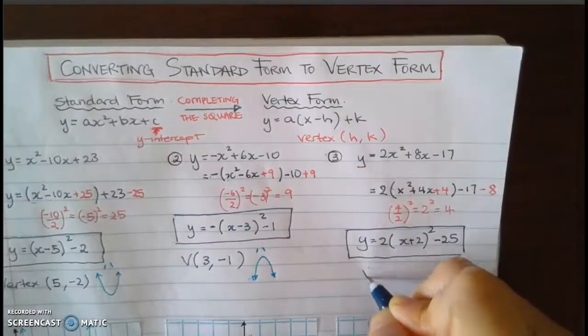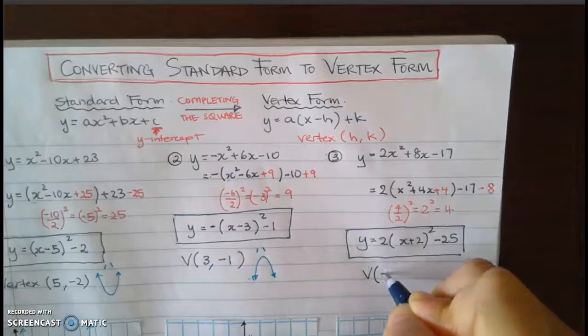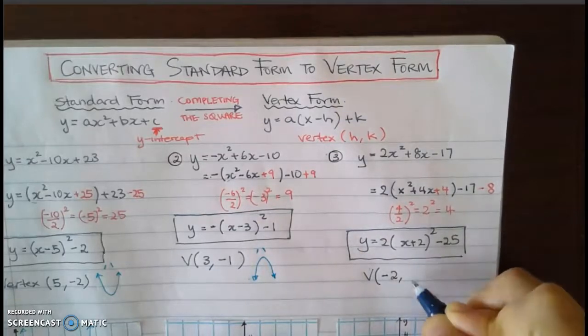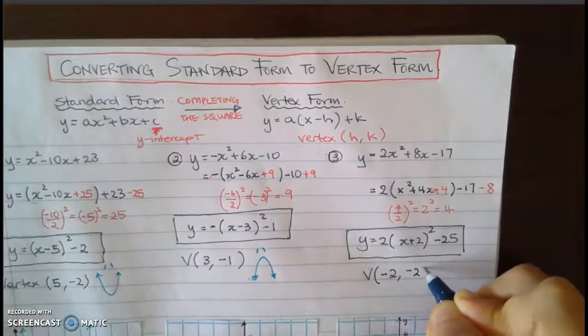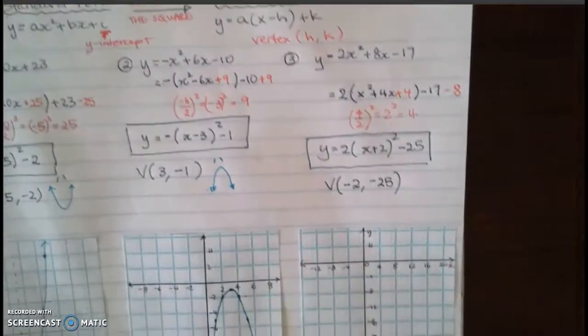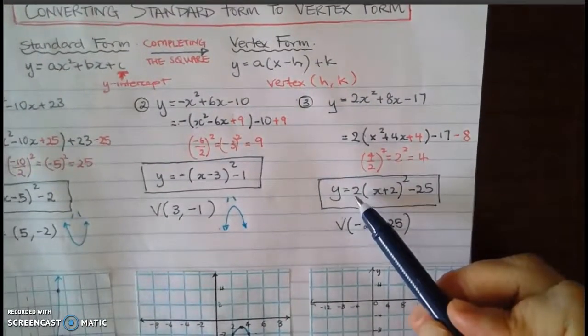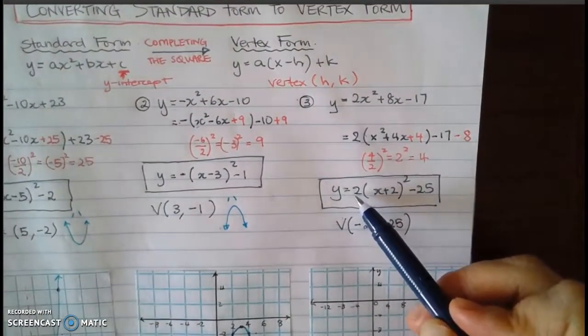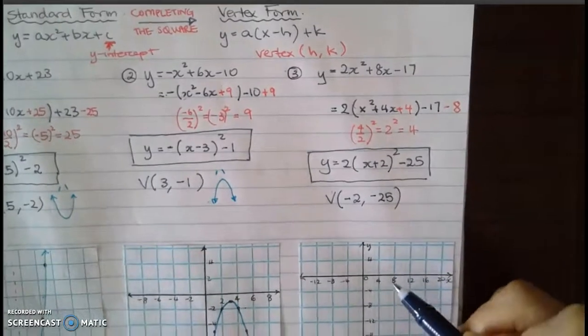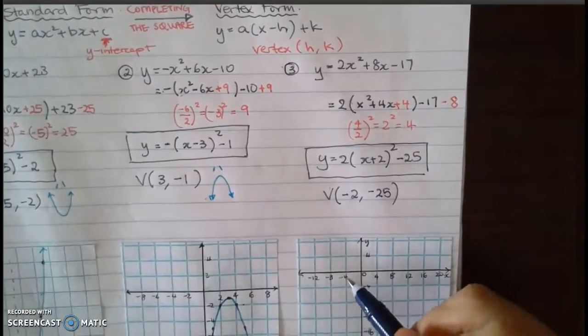And the vertex, now I know to be -2, comma, again, opposite of this sign, -25. Okay. All right, so if I was to graph this, now this time A is not 1, A is 2. That means the vertical change is always going to be multiplied by 2. So first thing we're going to do is mark our vertex.